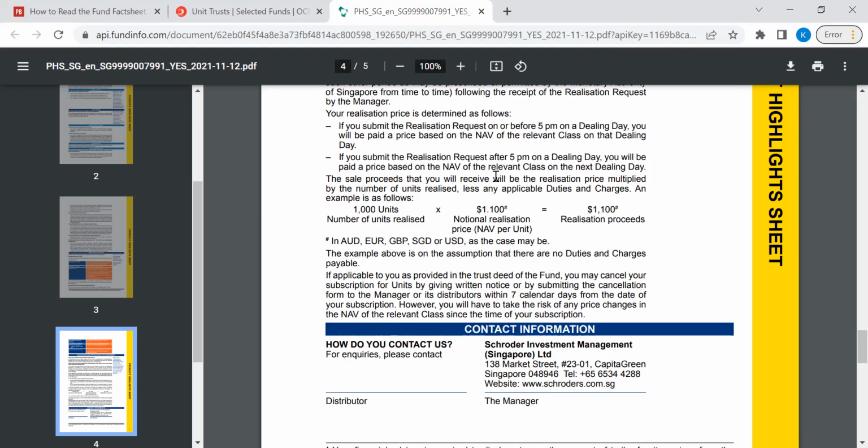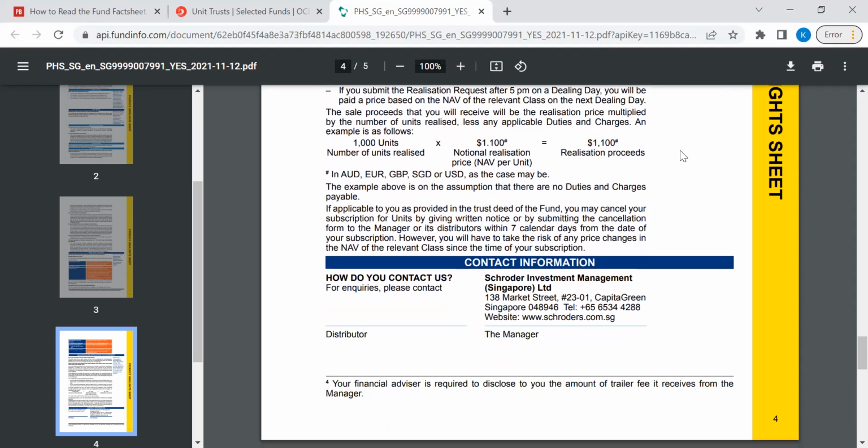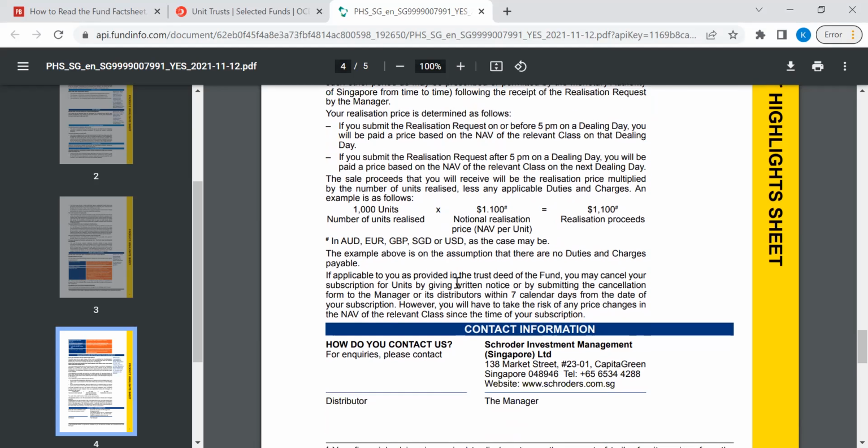The sale proceeds that you will receive will be the realization price multiplied by the number of units realized, less any applicable duties and charges. So basically, most important, they will calculate the realization price first, then multiply by the number of units you want to withdraw.